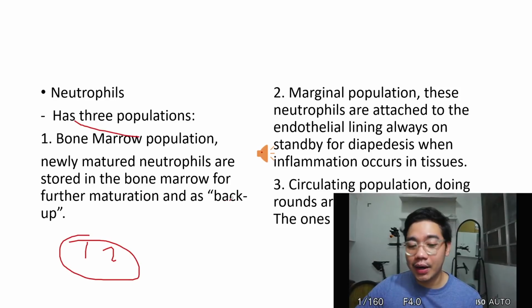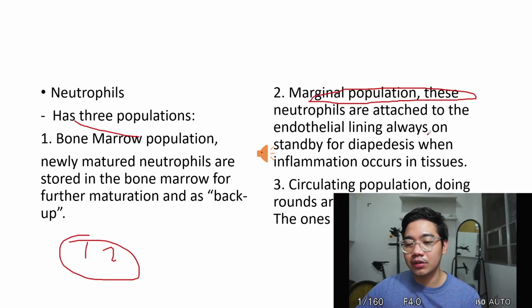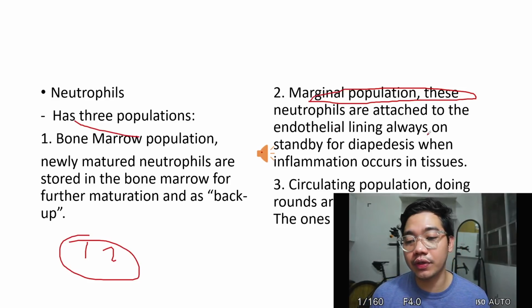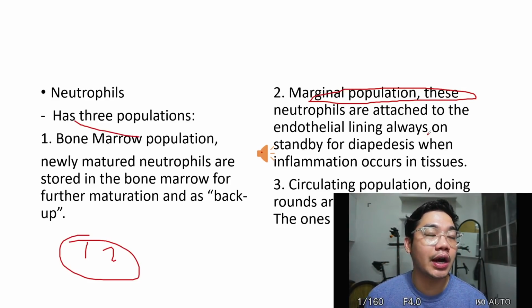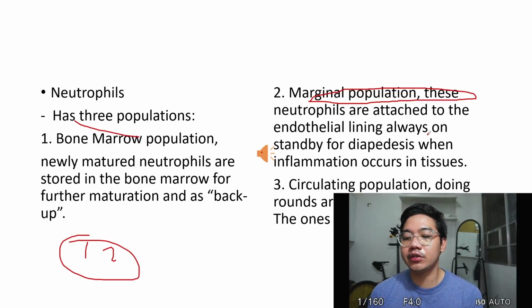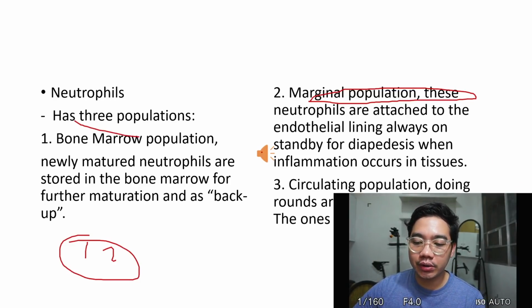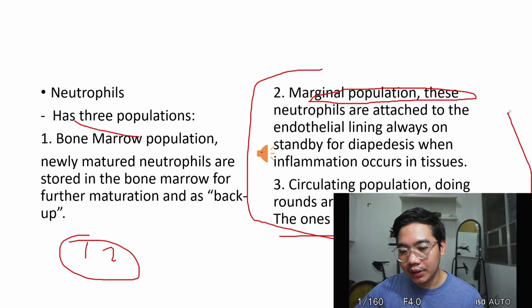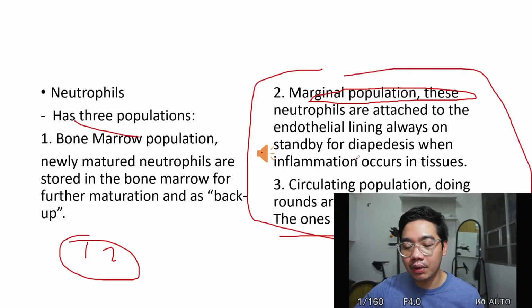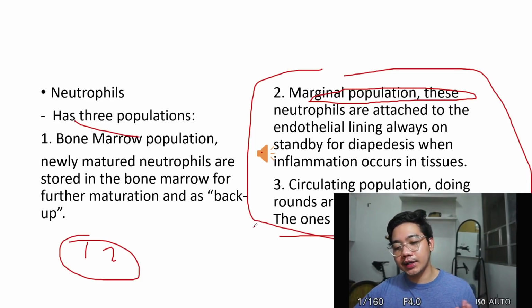So, it's back up. And then the marginal population, these are the ones that I told you that they are always attached to the endothelial lining. No, so they are the police on the outposts, no, and the circulating population doing the rounds in the vasculature, no, the ones represented in the CBC. So kung magsuka, moapil kanin sila na ang duha na makitan, no, because the marginal population will mobilize.